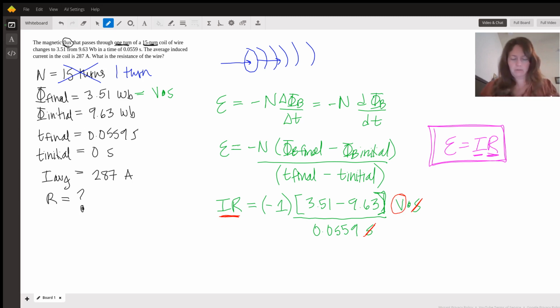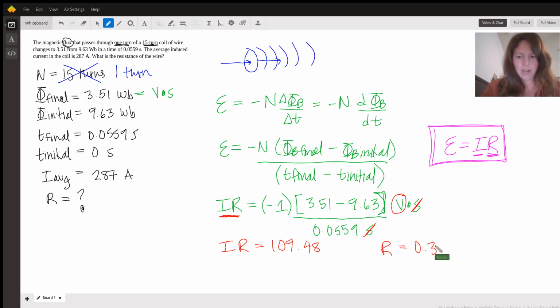So running these numbers through, hold up a second. I should have done this before, and I didn't. Nope. 559. So I am getting that IR is equal to 109.48. And dividing both sides by the current being 287, I'm getting a value of the resistance is equal to 0.381, which is not the value of 5.7 that you said it's not the answer to.